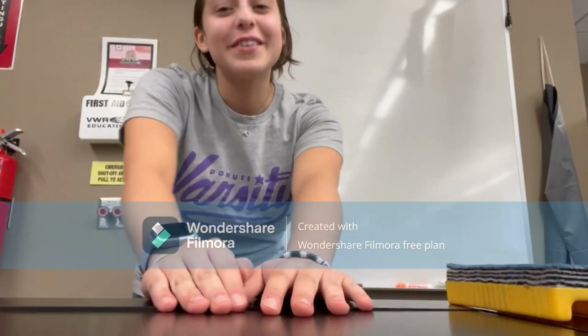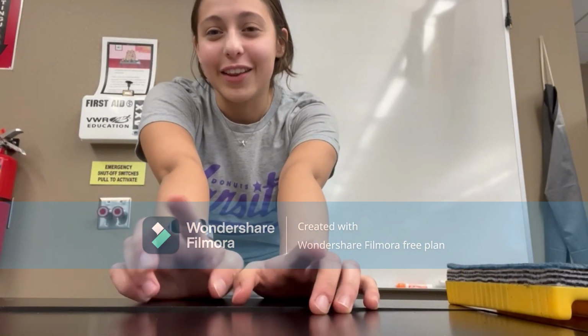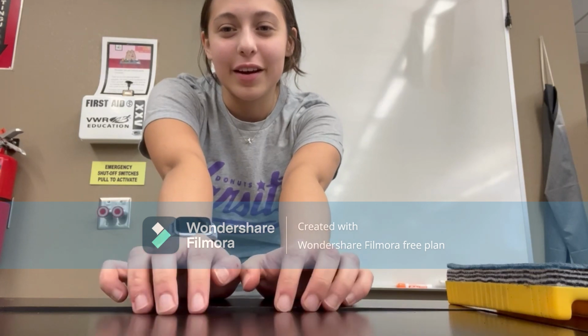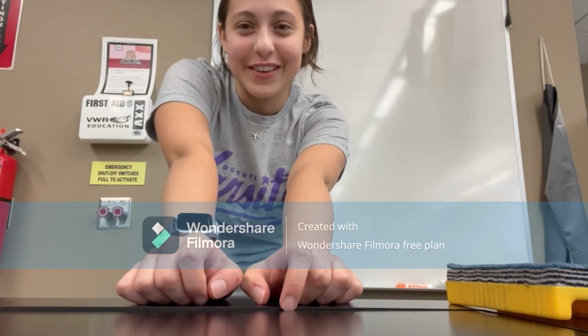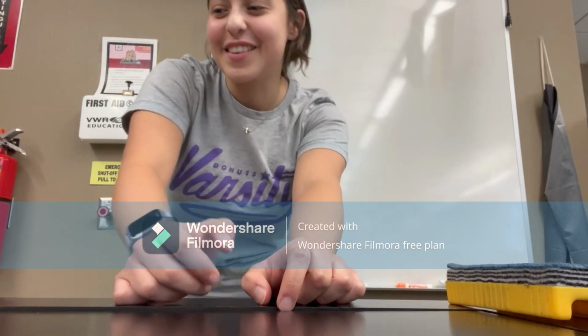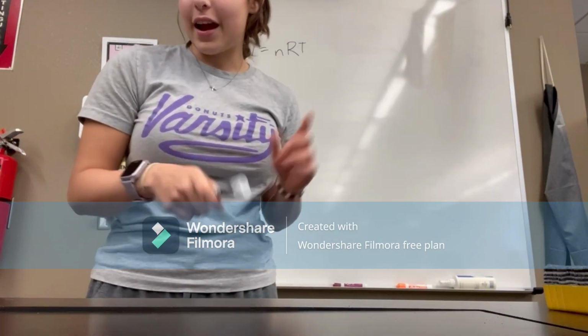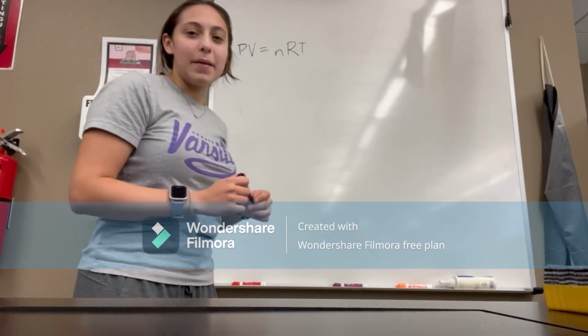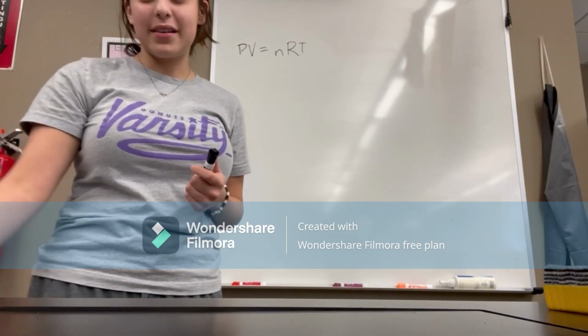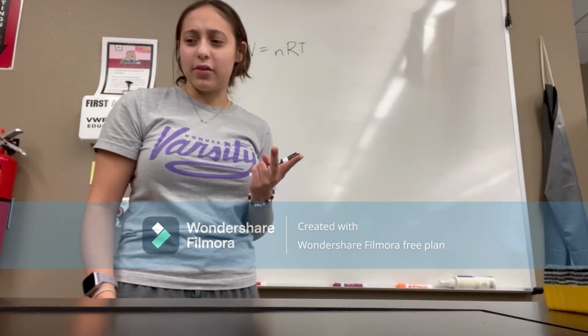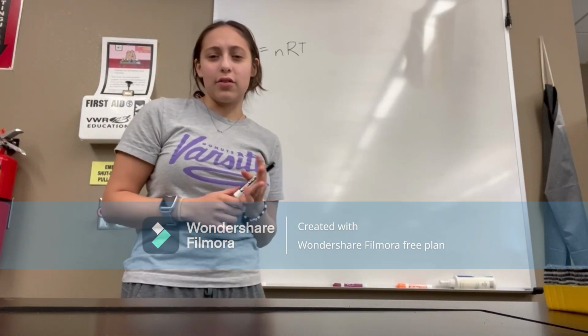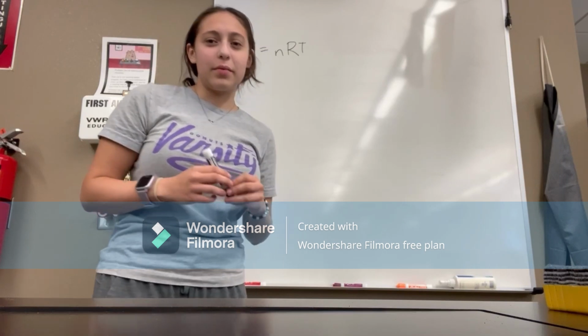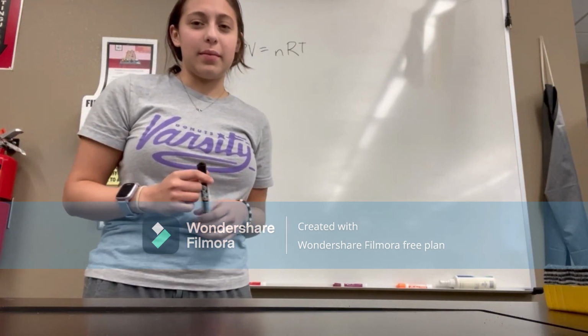Okay, I'm going to be explaining the law in more depth than you could have seen in the experiment. Basically, this formula is made from a mix of Avogadro's law, Boyle's law, and Charles' law, and all three of those were demonstrated.